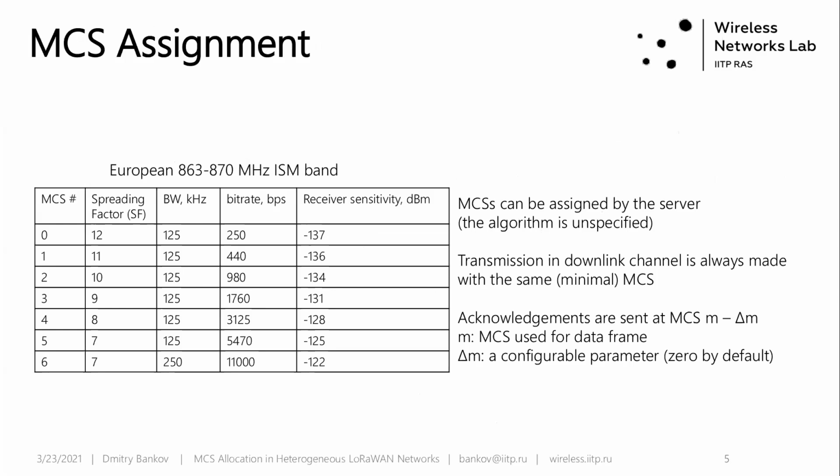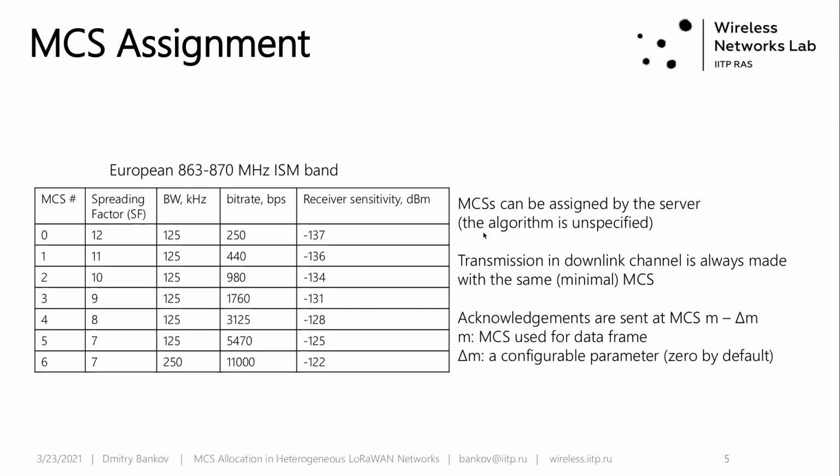The higher the spreading factor, the lower the bit rate, but higher spreading factors also mean better receiver sensitivity and better possibilities to cope with noise in the channel. And the modulation encoding schemes that can be used by end devices are assigned by the server according to some algorithm which is not specified in the standard. So it is implementation dependent.